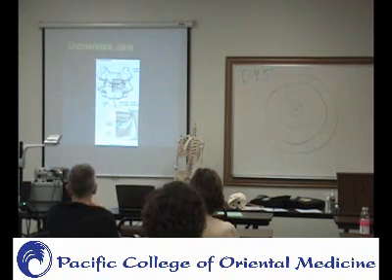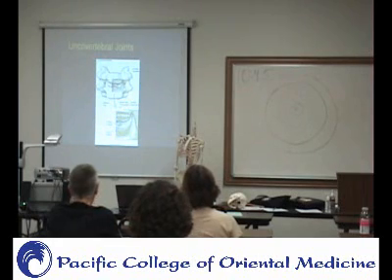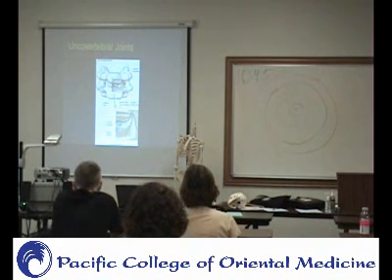So again, here's that uncinate joint right there, and that tends to align the spine for flexion and extension.